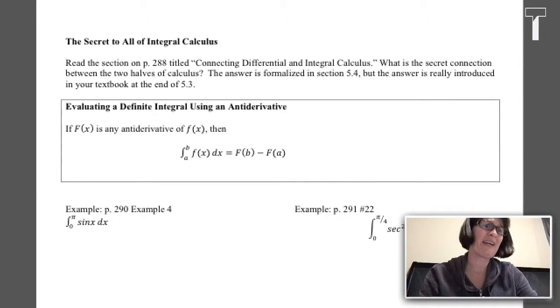All right, stop this video right now and read on page 288, the section on connecting differential and integral calculus. Go, read it now.